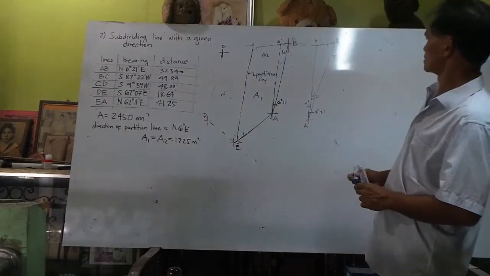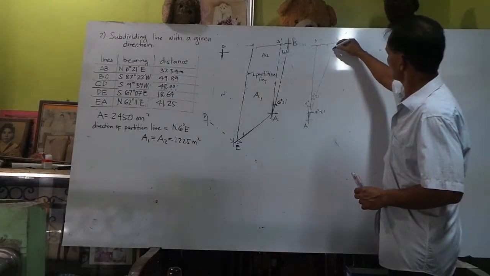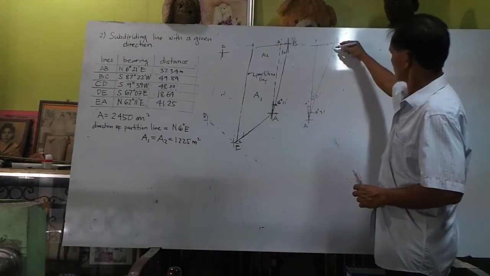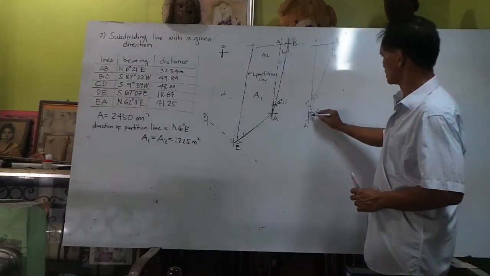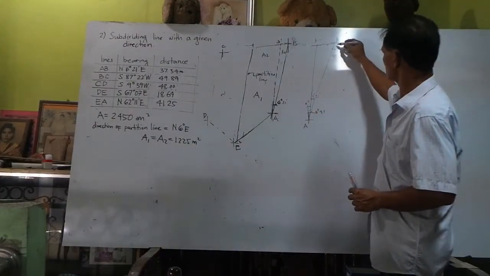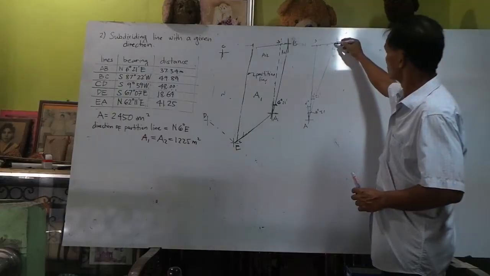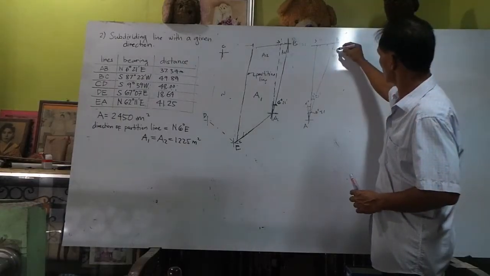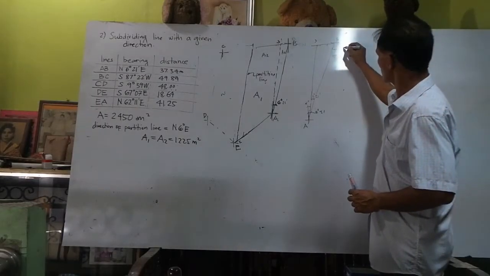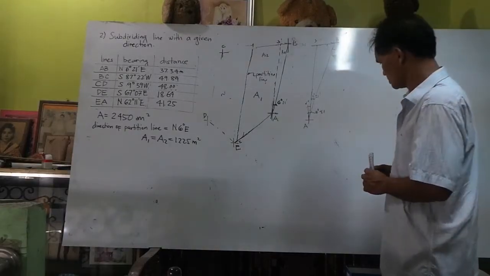87 degrees and 22 minutes. So, if this is 6 degrees and 21 minutes, this is the bearing of AB. So, this is the back bearing of line AB. This is also 6 degrees and 21 minutes.